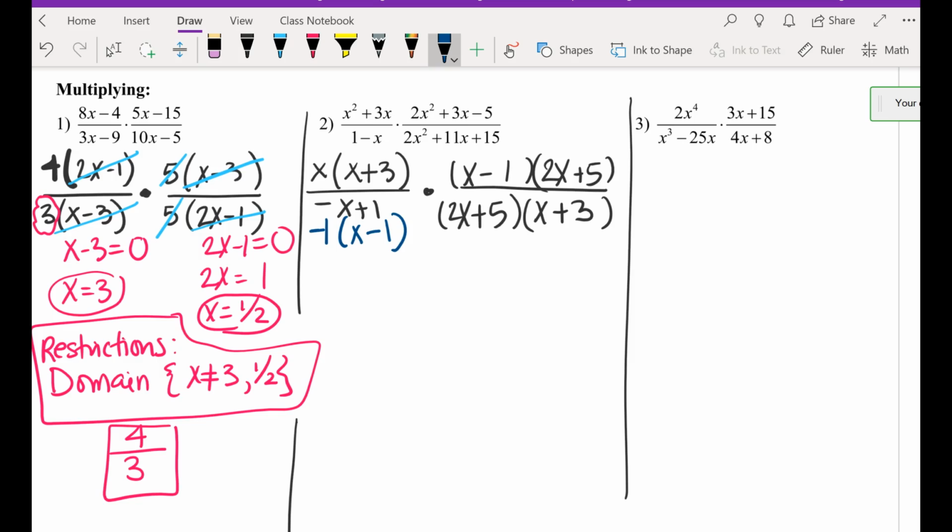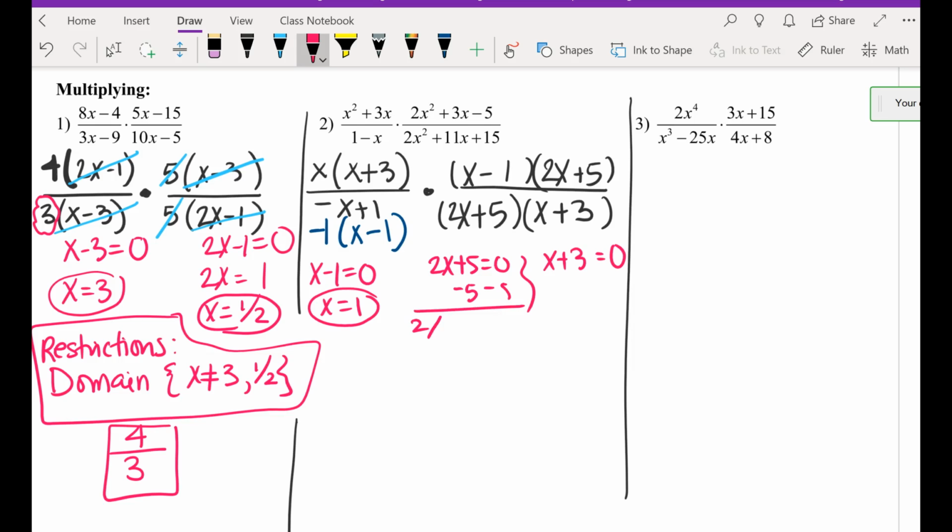Now before we start canceling, what do we do? Restriction. Take each denominator and set equal to 0. So that's x minus 1 right there. Over here you got 2x plus 5 equal to 0. Then you got x plus 3 equal to 0. The first restriction is going to be at x equal to 1. That's one denominator that we have to exclude. Carly, I have 2x plus 5 equals 0. Can you help me solve for x? Subtract 5 and then divide by 2. Good. So x equals negative 5 over 2. That's another restriction. And then Aaron, if x plus 3 equals 0, what do you think this restriction is going to have to be at?